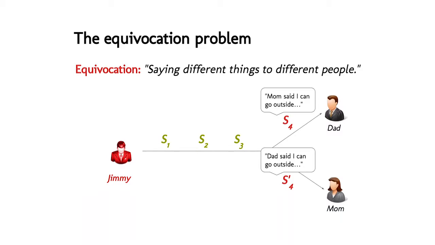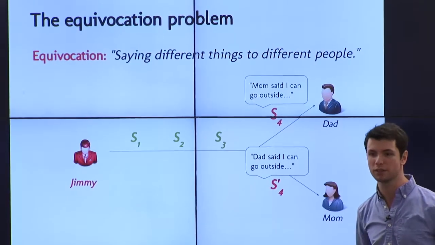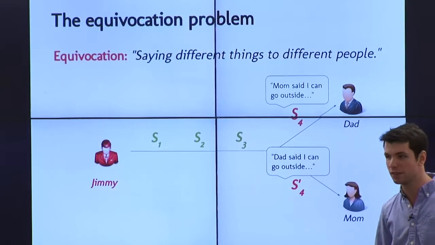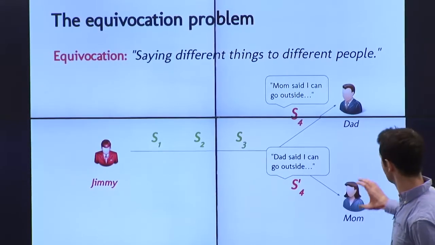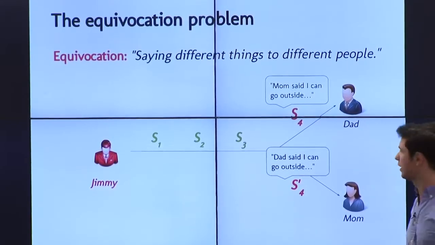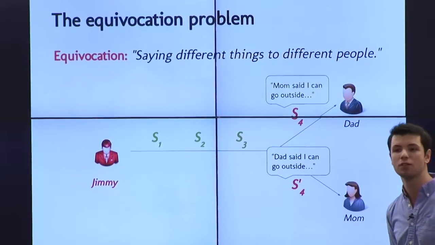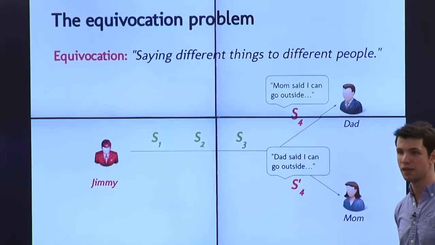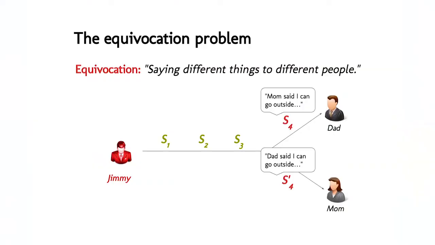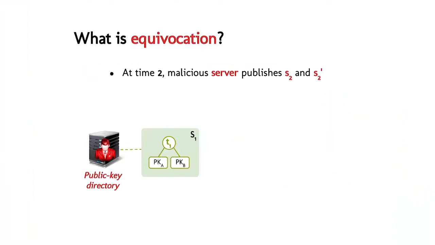And let's say mom and dad are in different rooms and they're watching soap operas and they're not talking to one another. So they can't confirm with each other what Jimmy said, but they both trust Jimmy. So you see how equivocation can be really problematic, because now mom and dad will say, sure, go outside, as long as the other person said that, right? But let me give you a more practical example.